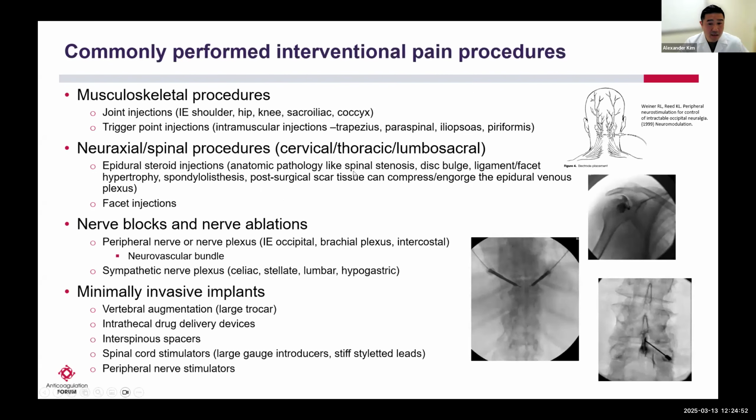So this is not necessarily fully inclusive of every single pain procedure that a provider like myself might be doing. But these are generally broad categories that include most of the things that we do. One of the categories is musculoskeletal procedures. So we do joint injections really of all types, really all sorts of joints. We do trigger point injections, which are intramuscular injections, and they can be fairly superficial, such as the trapezius, or they can be relatively deep, such as the psoas muscle.